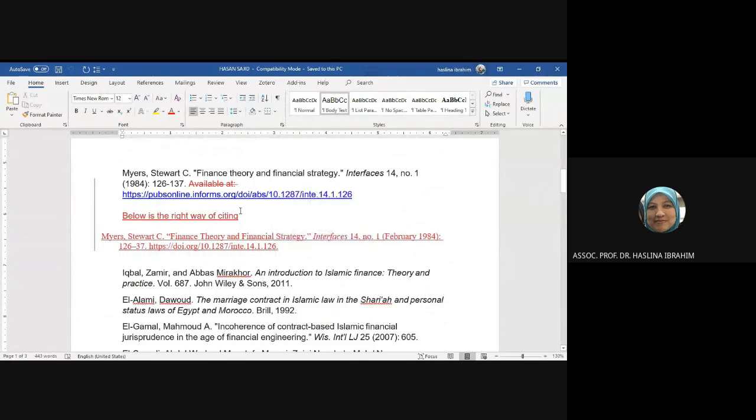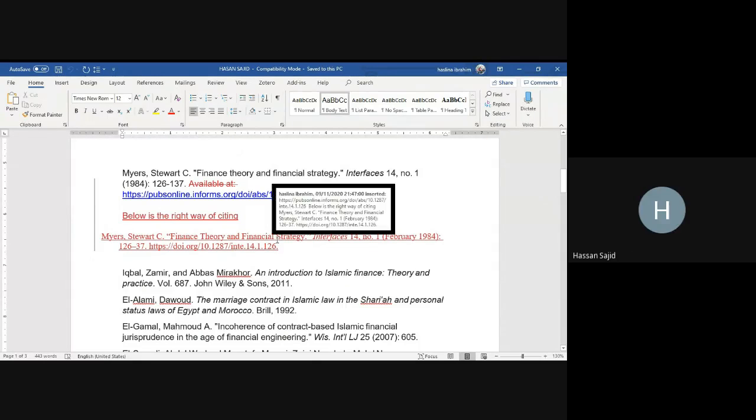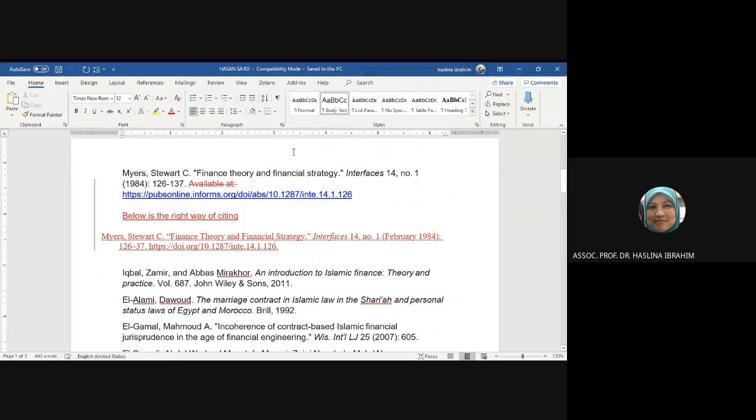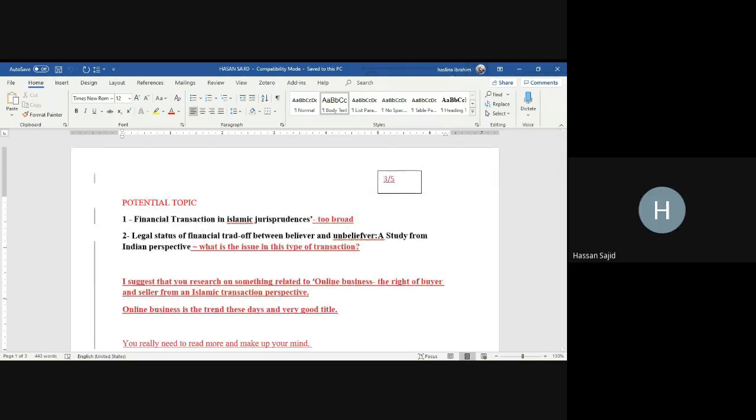For example, this one, what is the wrong finance theory interface 14 number 1? Okay, this is correct. Below is the right way. So what is wrong with your citation? There is nothing wrong with your citation. Yes, madam. I realize that. Because this Parks Online format is not right, the blue one. So you need to read on online sources if you want to. I will do, madam.